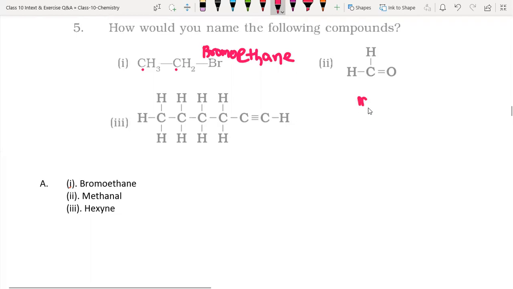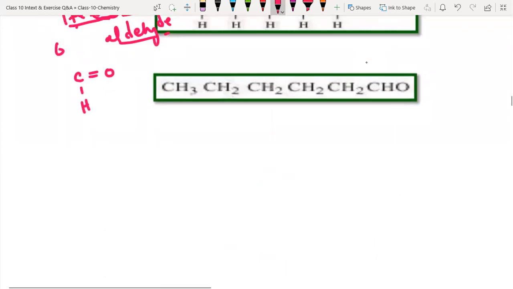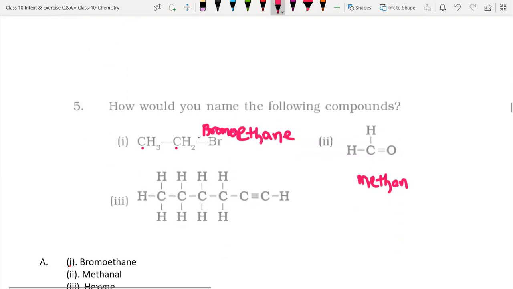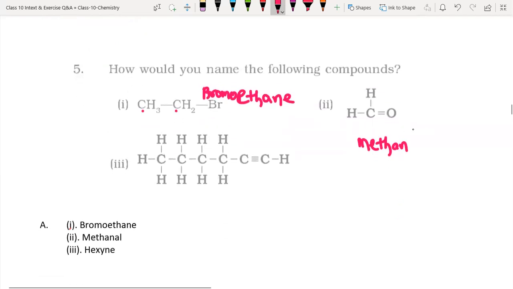And you see the second one, one carbon you have. One carbon means meth, all single bonds only, and you see the functional group double bond O, single bond H. Here only we have discussed double bond O, single bond H means aldehyde. Keyword is al. Hence it will become methanal.